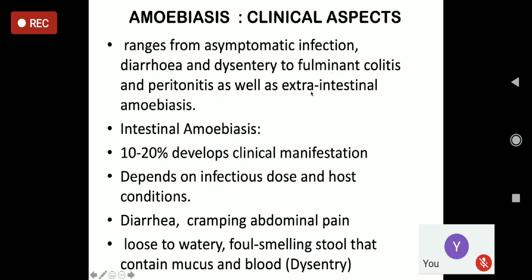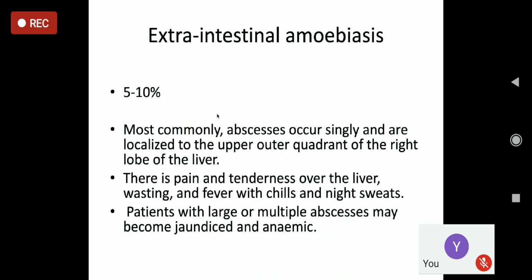That is called extraintestinal amoebiosis. In extraintestinal amoebiosis, the trophozoites will localize in a particular area, more commonly the liver. In the liver, these trophozoites reach via the blood circulation and start to multiply there and form an abscess. Whatever organ they reach, they multiply there and form an abscess.